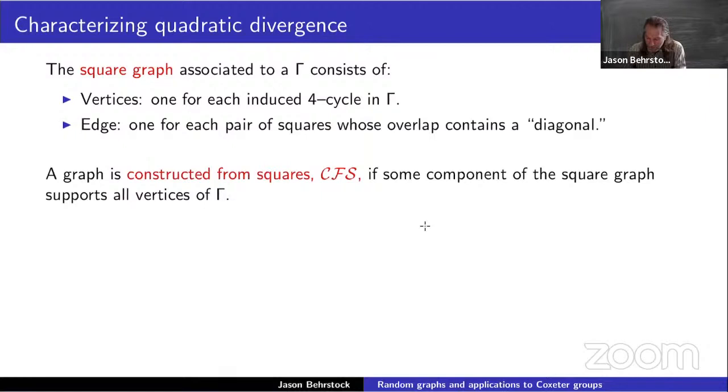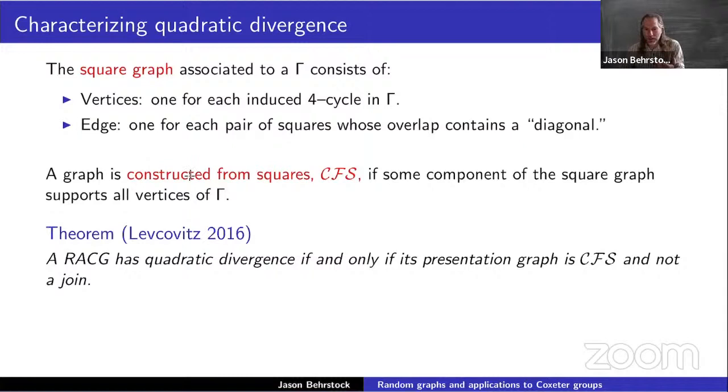So in fact, do I even write this on my slide? So the theorem of Lebkowitz is that this gives you the criterion for exactly when your graph has quadratic divergence. And I say, if it's a join, it has linear divergence. So this is the criterion for having at most quadratic divergence, but it quickly turns into one for exactly quadratic divergence.